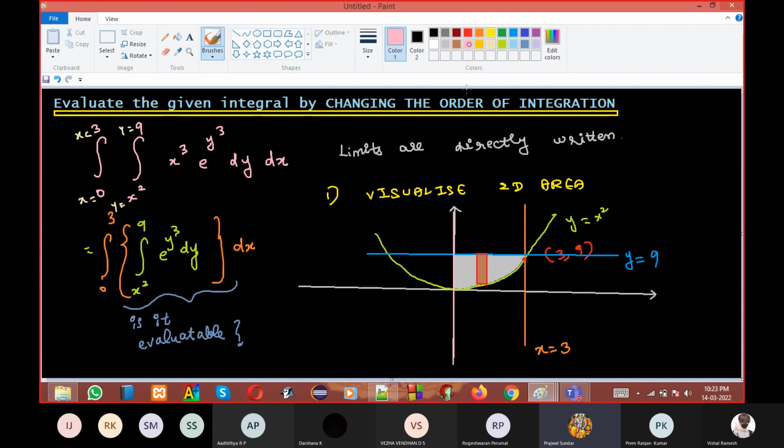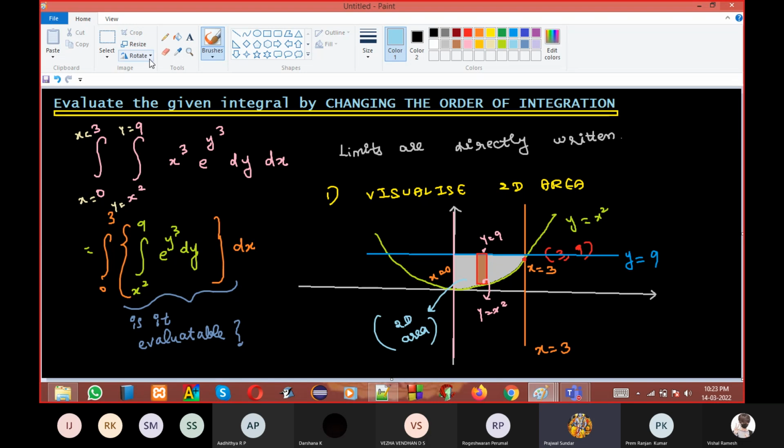And here lower limit is y equal to x squared. Upper limit is y equal to 9. And strip they are varying from x equal to 0 to x equal to 3. Understanding? So this is the area they are calculating. Now they are not calculating area. This is the area, and this they are multiplying by height function to calculate volume. This is the area they are focusing on. This is the 2D area.